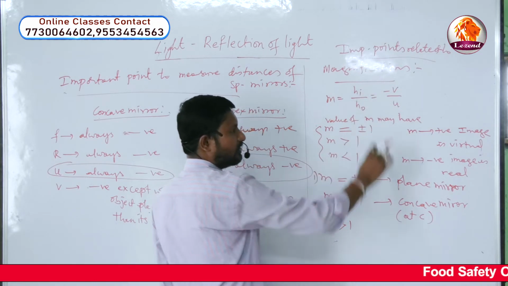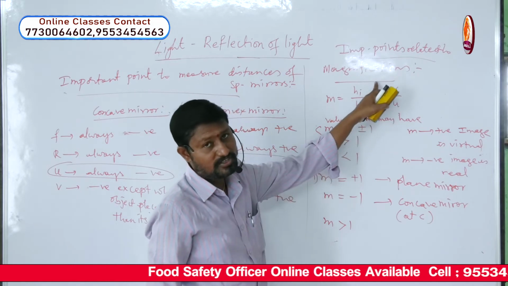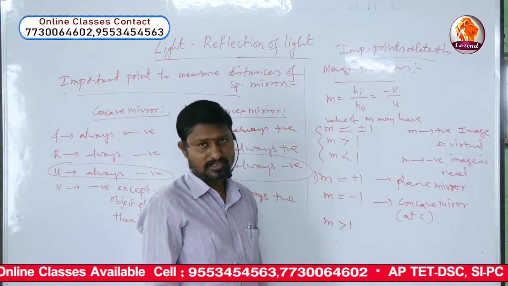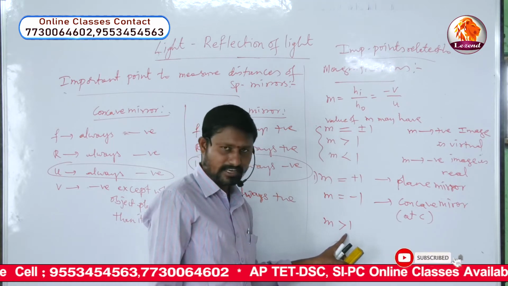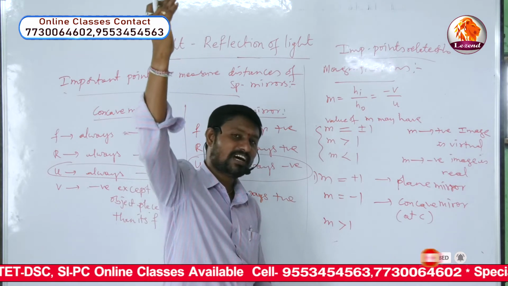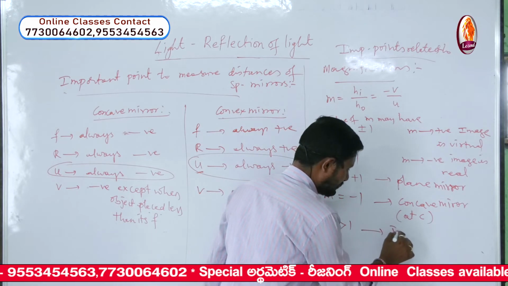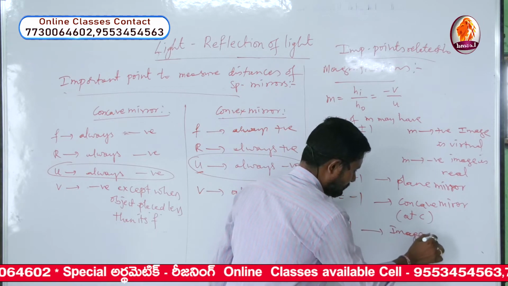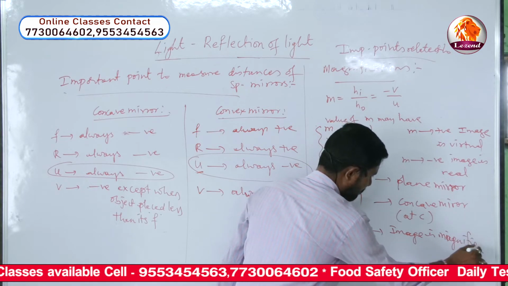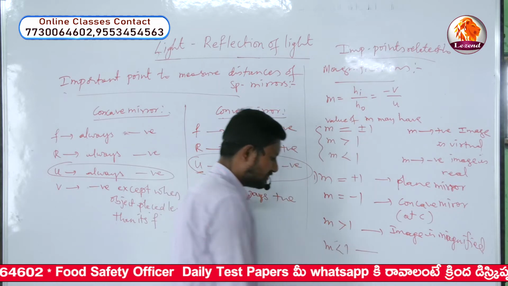In this fraction, what do you get? The numerator should be greater than the denominator. Numerator greater than denominator means what type of fraction is this? Improper fraction. So the improper fraction value is always greater than 1. That means the image size is larger. When the image size is larger, it is said to be magnified. So the image is what now? Image is magnified.